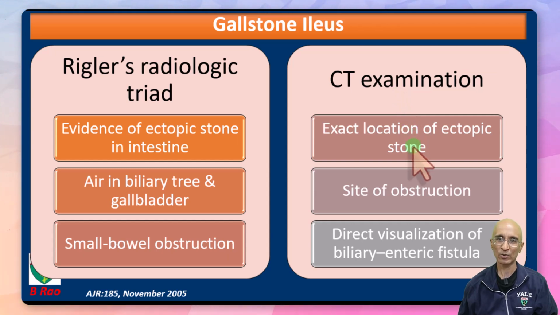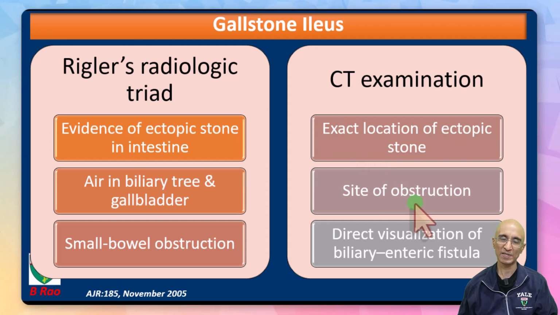Additionally, the exact location of ectopic gallstone is much better delineated on CT examination. Also, it is important to realize that there can be multiple stones at different locations, so it's important to interrogate the entire bowel for any additional stones to prevent future bowel obstruction. Also, the site of obstruction is well delineated on CT examination.